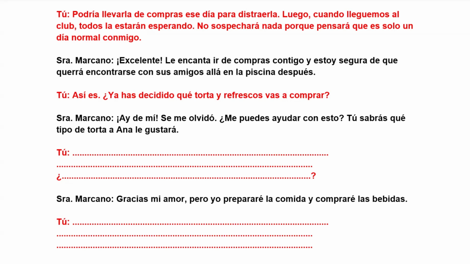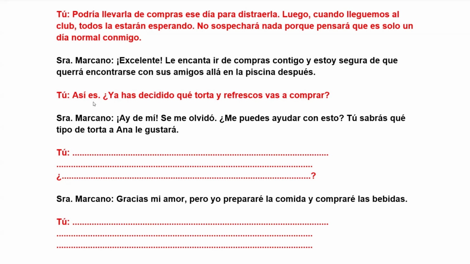So you can see that this fits well within the context of the conversation. Because when we mention this question here, have you decided what cake and refreshments you're going to buy? And she was like, oh, shoot, I forgot. Can you help me with that? You will know what kind of cake Anna would like, right? So you can see our response fits perfectly within the context of the conversation.